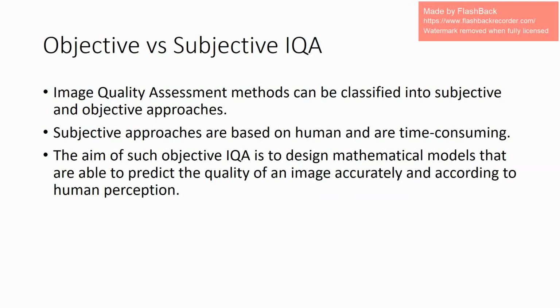Image quality assessment methods can be classified into subjective and objective approaches. Subjective approaches are based on humans and are time-consuming. On the other hand, the aim of objective IQA is to design mathematical models that are able to predict the quality of an image accurately and according to human perception.